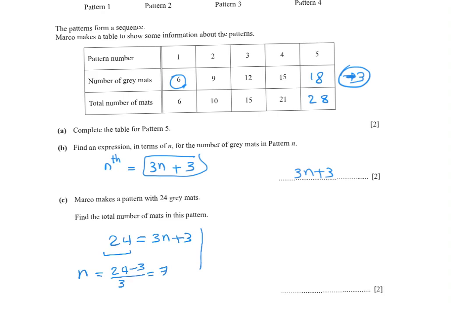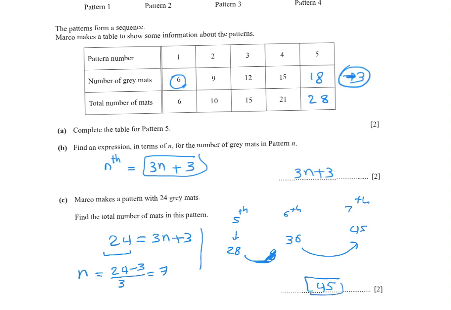The total number of mats in the 5th is 28, and we add 7. So if we add 8 to find the sixth one, we get 36. Then to find the seventh one, we must add 9 to 36, which is 45. So the total number of mats is 45.